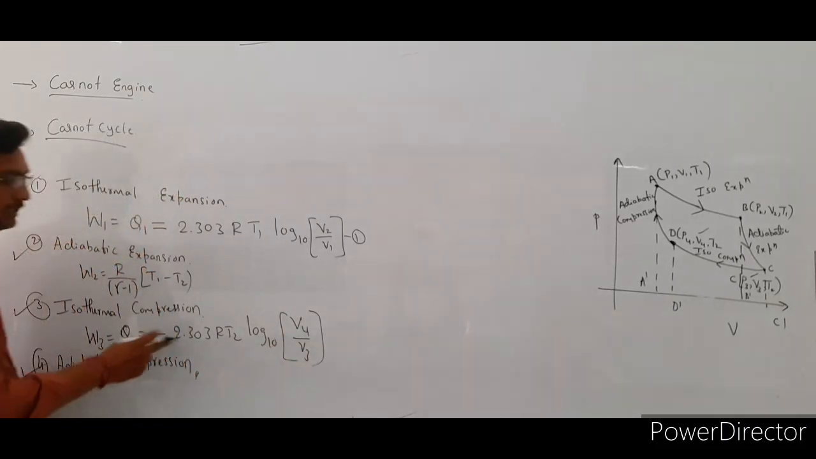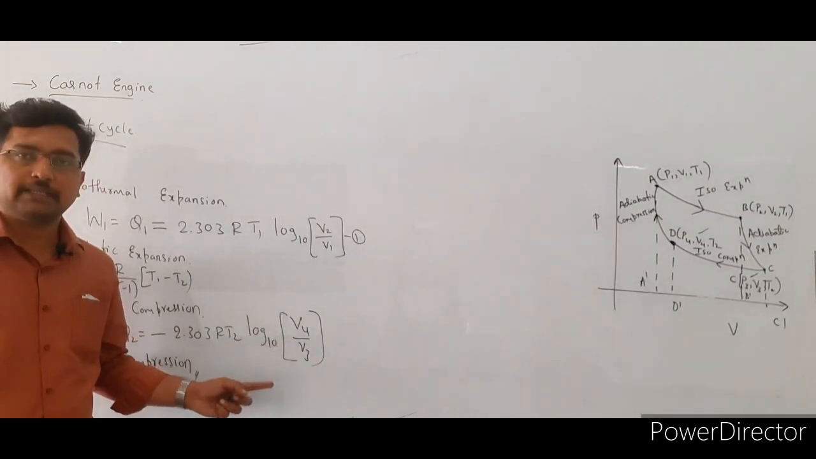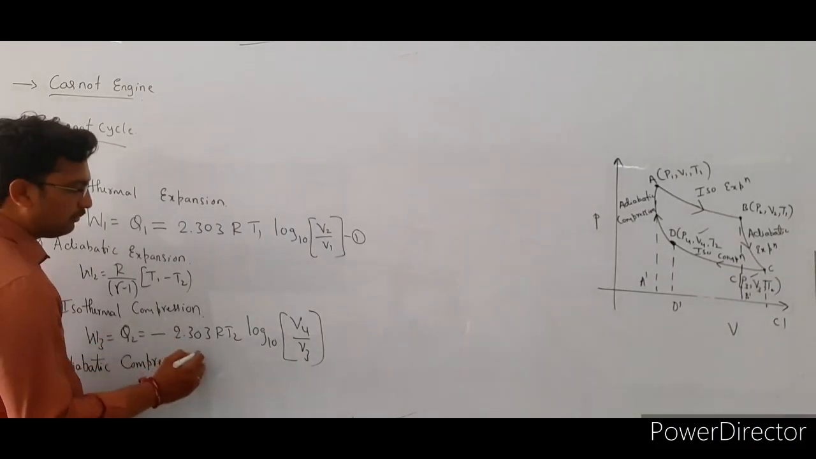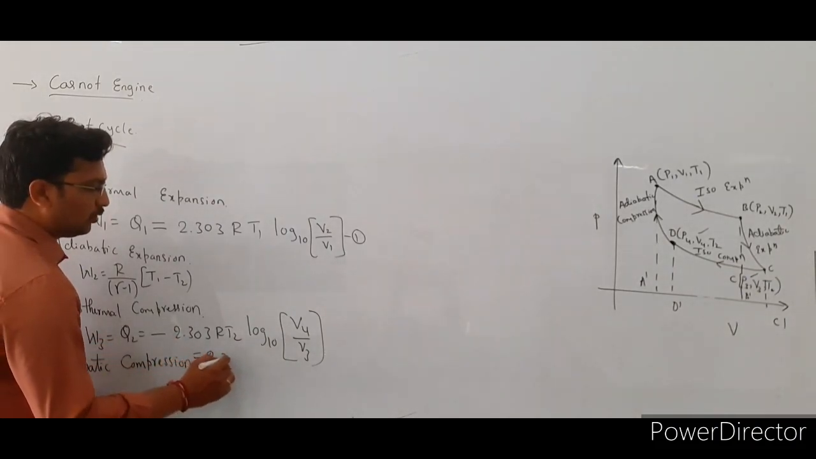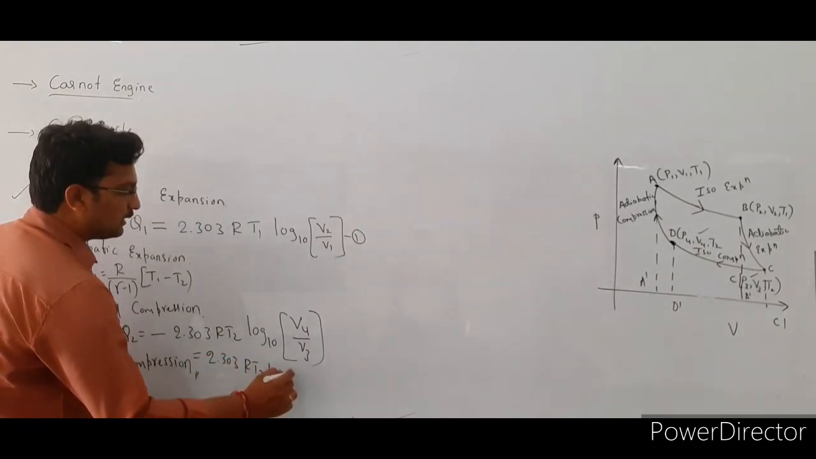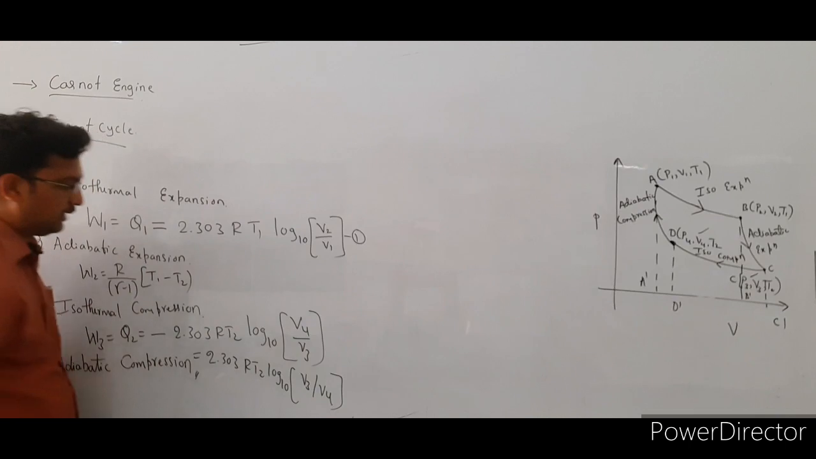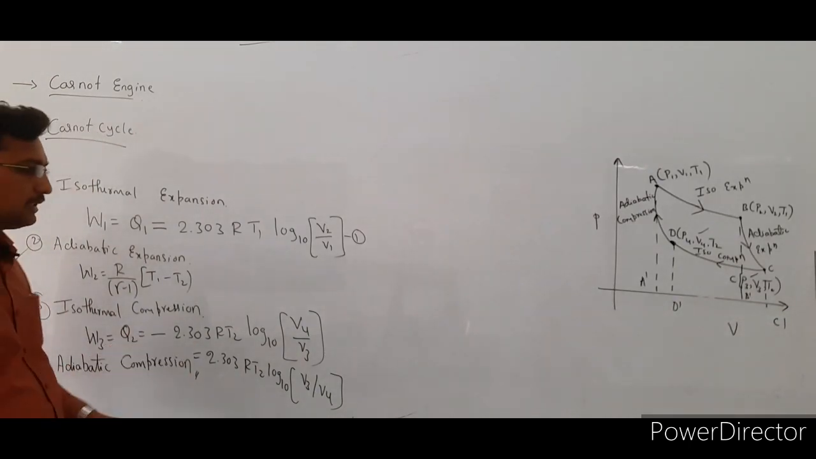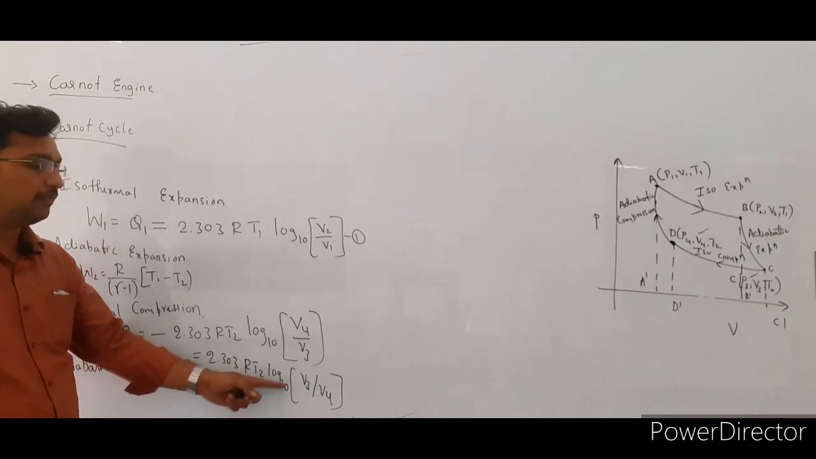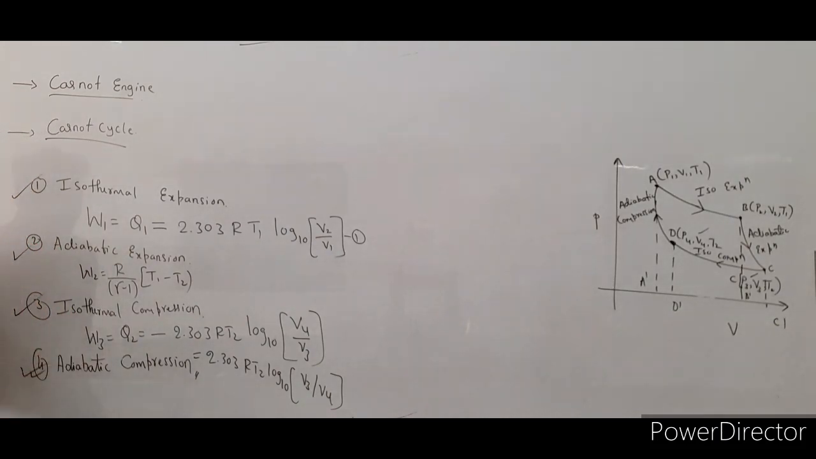So, after that take this minus sign inside. Here this is in the form of log A by B, that is equal to log A minus log B. If you take this minus sign inside, then this equation becomes 2.303 RT2 log base 10 V3 by V4. See here, in this case we have taken this negative sign inside. So, then this equation becomes 2.303 RT2 log base 10 V3 by V4.